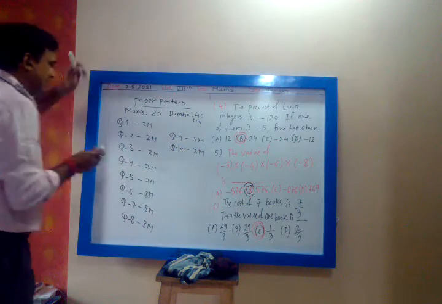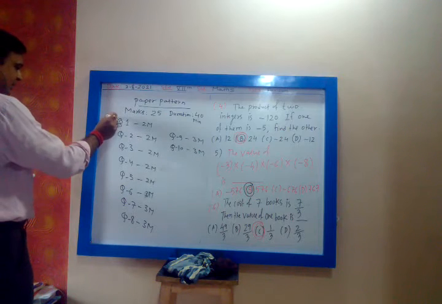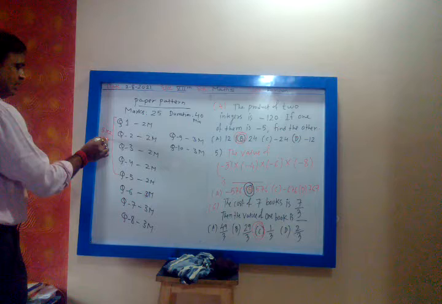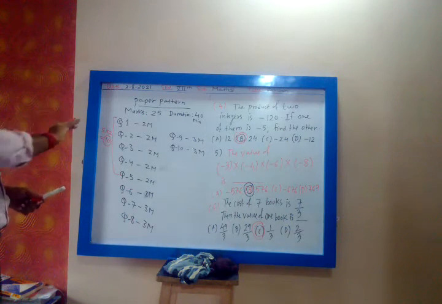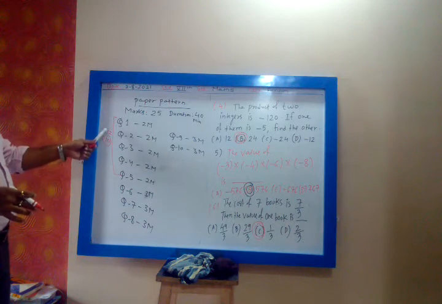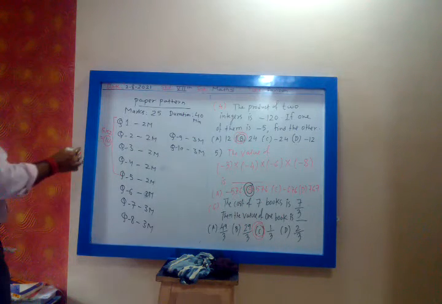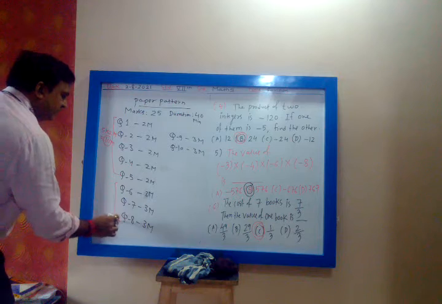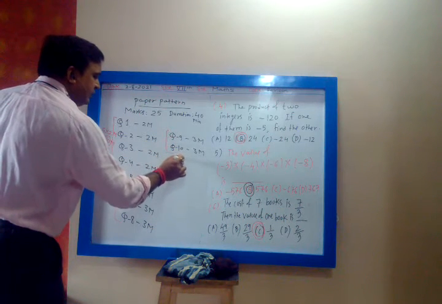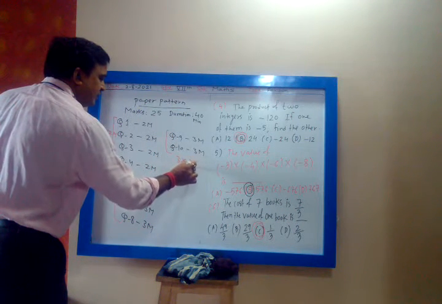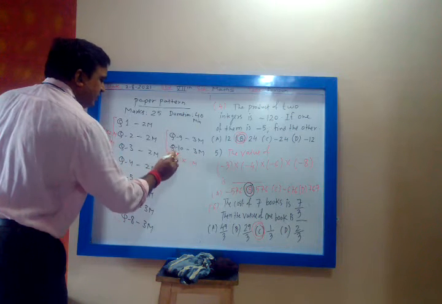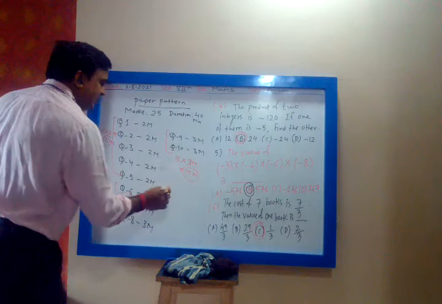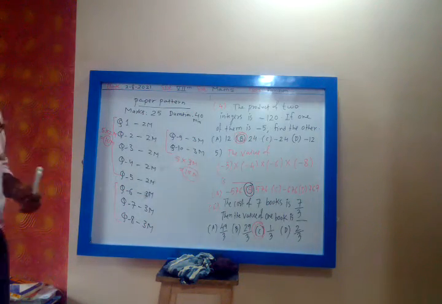So 5 questions of 2 marks, 5 into 2, 10 marks. Fill in the blank will not be there. This type of question will be there. Then 5 questions of 3 marks, so 5 into 3 is 15 marks. So 15 marks plus 10 marks is 25 marks. Clear paper pattern?